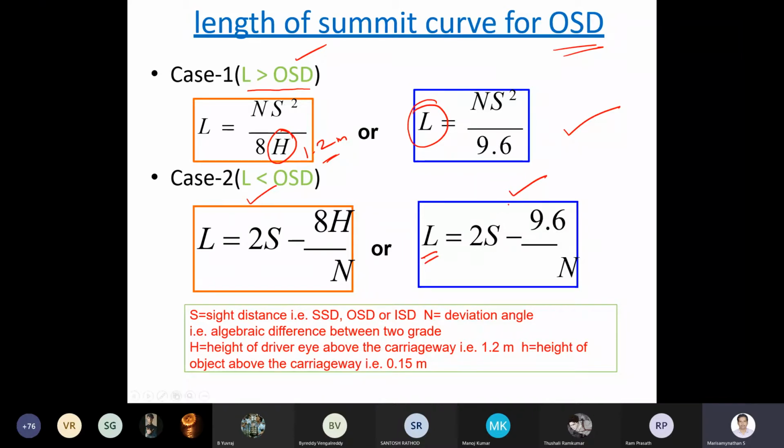So this is how to identify the length of the summit curve by considering stopping sight distance or overtaking sight distance. The problem will give clear definitions of whether you have to estimate the length by considering the stopping sight distance or the overtaking sight distance. Sometimes questions ask that both cases be considered, and according to that you have to estimate the value. So this is with respect to the summit curve.